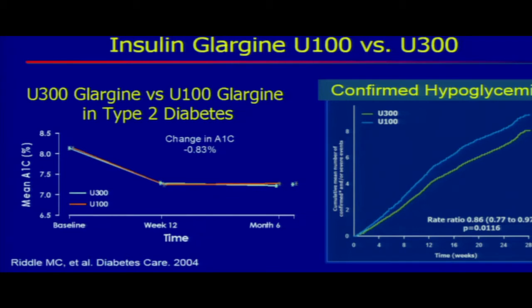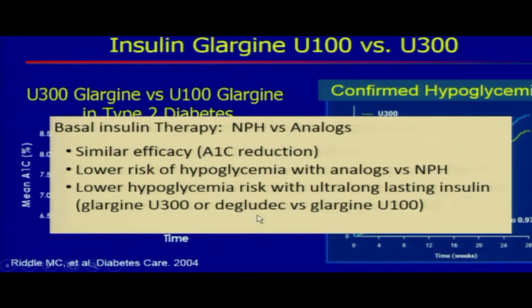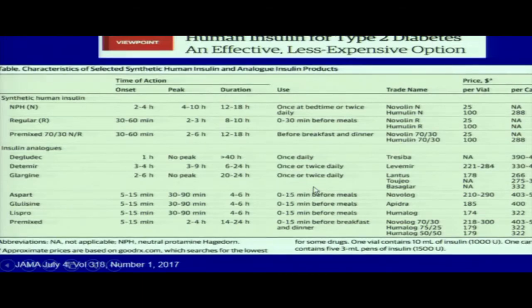So the current way, I think, is to have 2 or 3 drugs. You start insulin. You can choose whatever you want. If the patient is at risk of hypoglycemia, use these longer, more flat-acting insulins, according to whatever the insurance company will allow you to use. If you compare basal insulin, analog versus NPH, similar efficacy, lower risk of hypoglycemia with analogs, and the new insulins have lower risk of hypoglycemia.